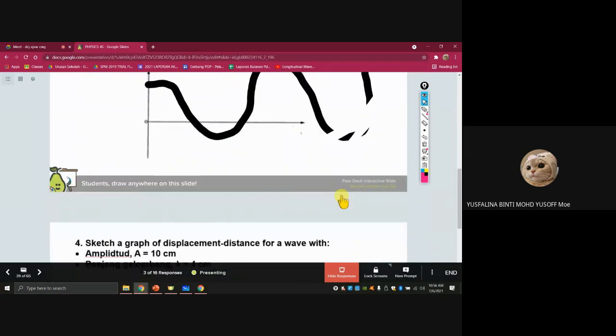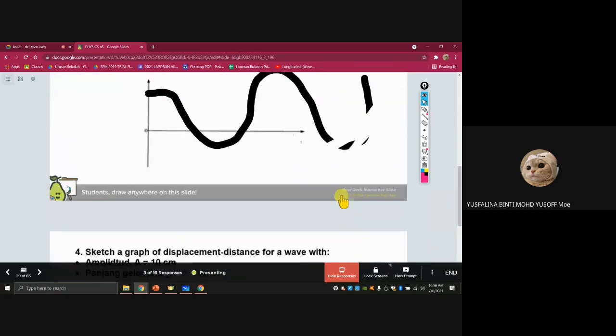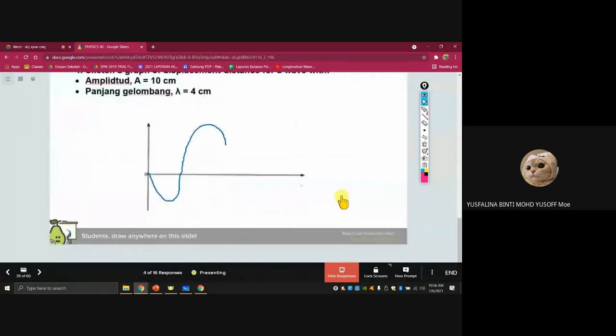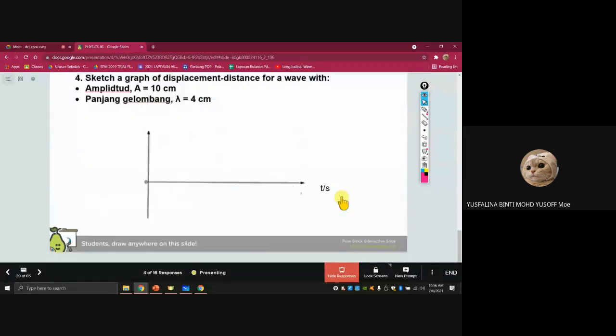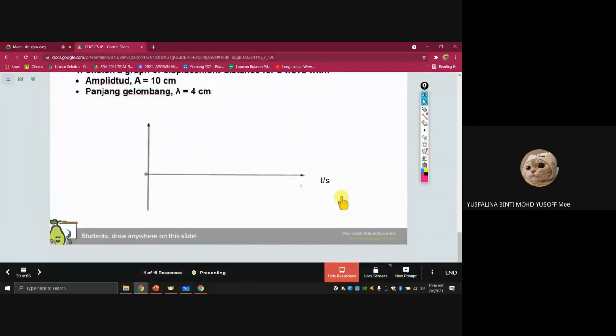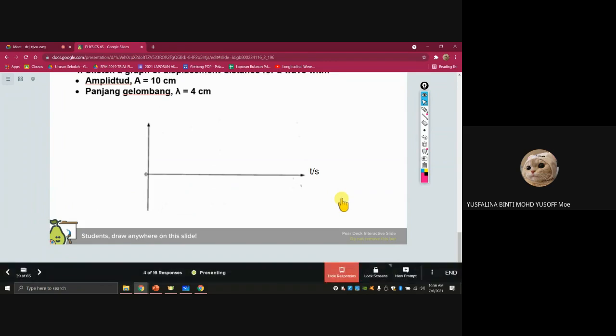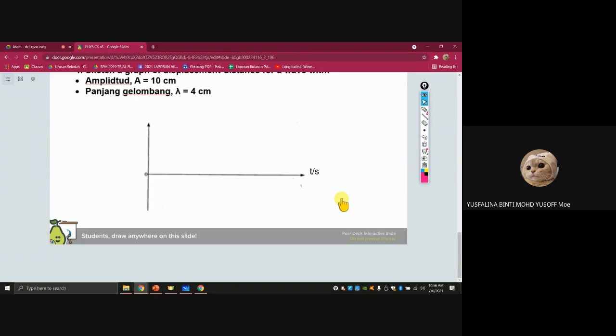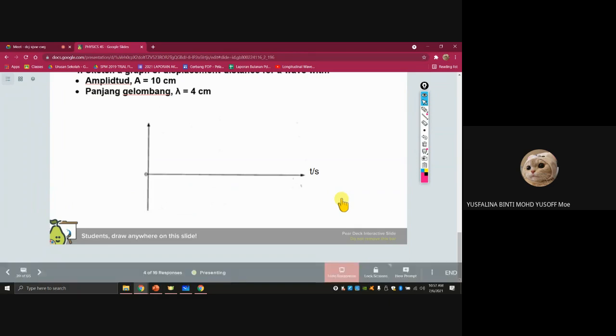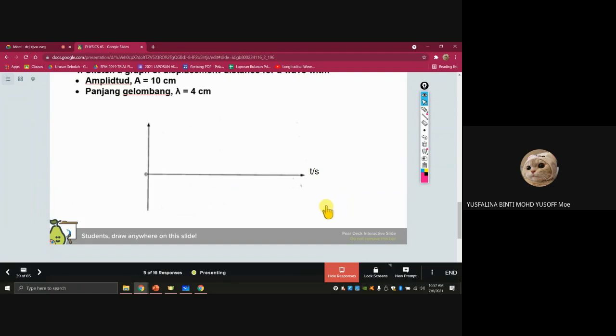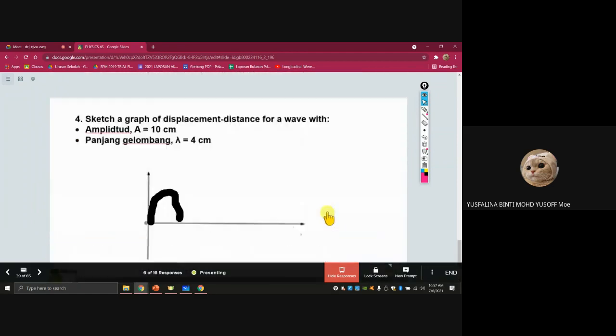Wow, so big. Are you drawing a tsunami? Okay, because the energy, just for your knowledge, but maybe it's actually useful for you to know. The amplitude actually refers to the energy of the wave. If you draw the amplitude higher, it means the energy of the wave is also higher.